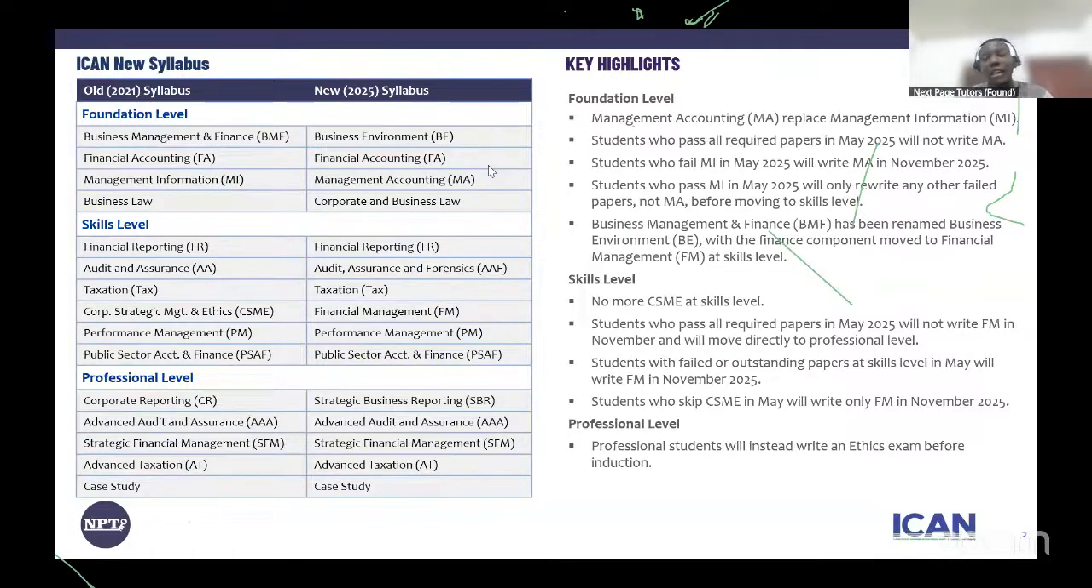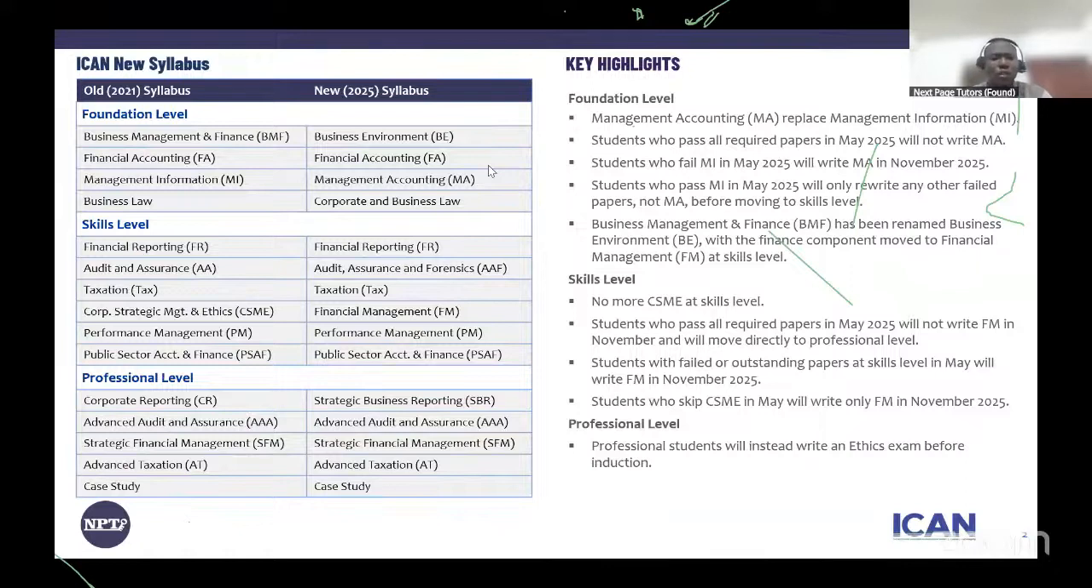And let's say, for instance, you skipped CSME in May. You are now wondering, is that CSME gone forever? Do you still need to write it? Yes, it is gone forever. What you only write in November 2025 is the financial management.